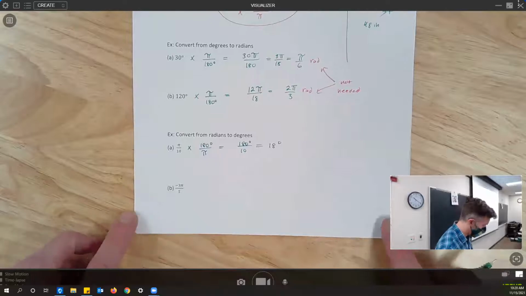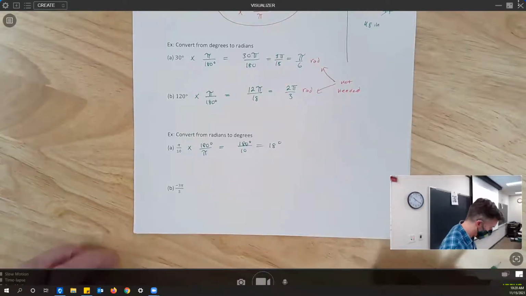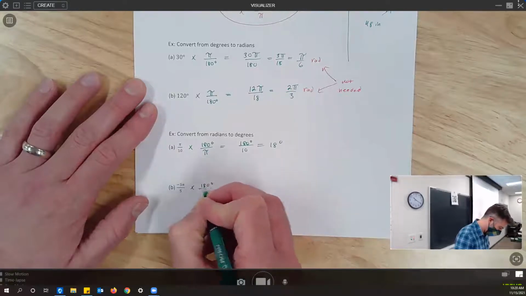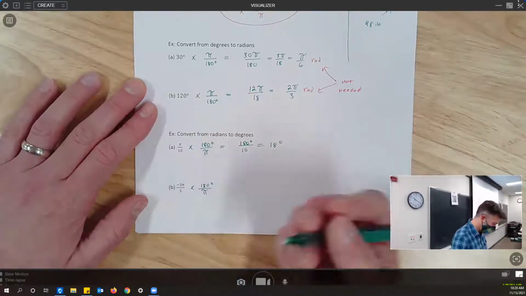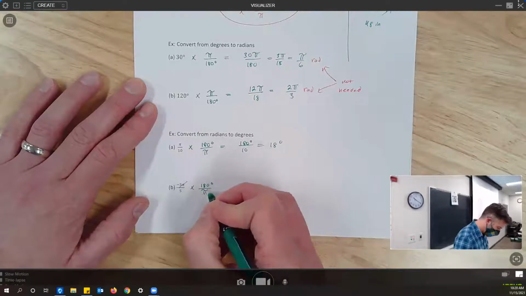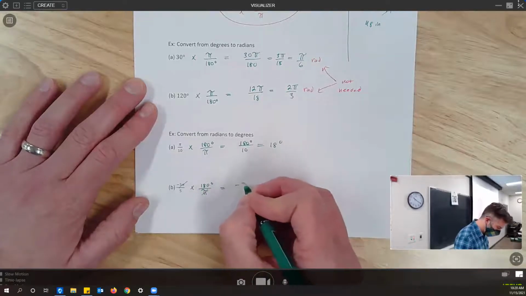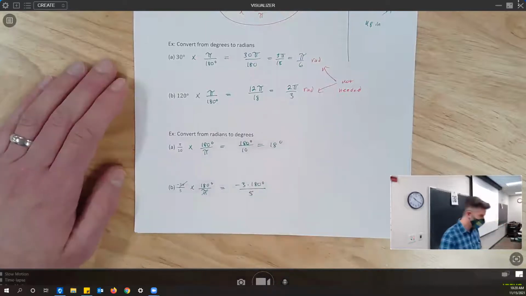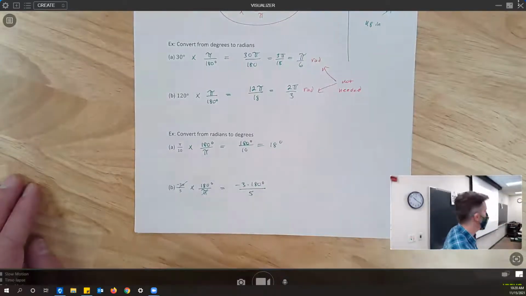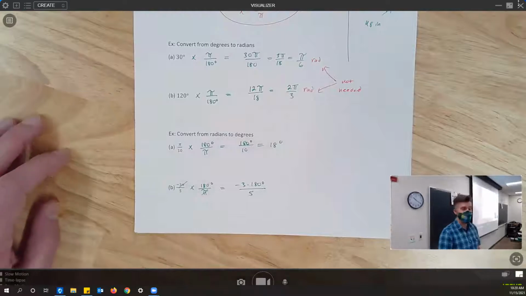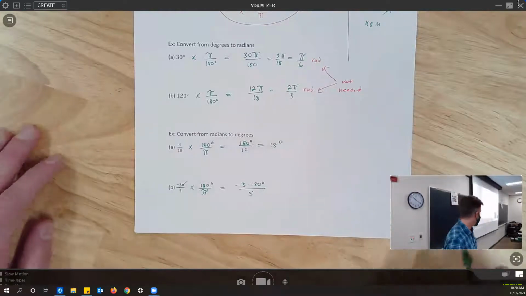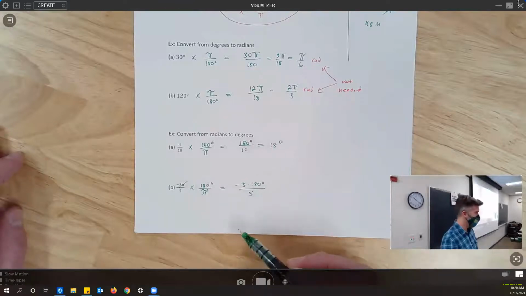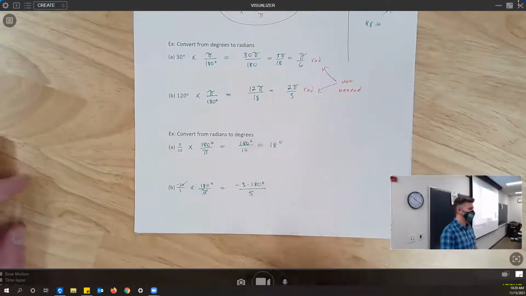This one looks a little more challenging, negative 3 pi over 5. So I multiply that by 180 degrees over pi. The pi's cancel again. And now I'm going to have negative 3 times 180 degrees over 5. I usually try to do division before I do multiplication. Meaning, I don't want to do 3 times 180. I would rather do 180 divided by 5. Dividing by 5 isn't as terrible as it sounds.